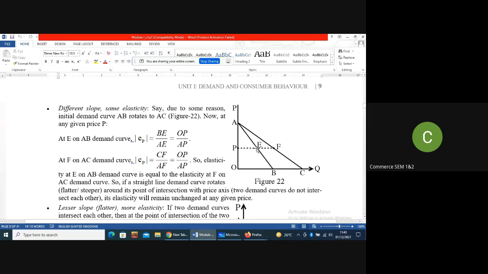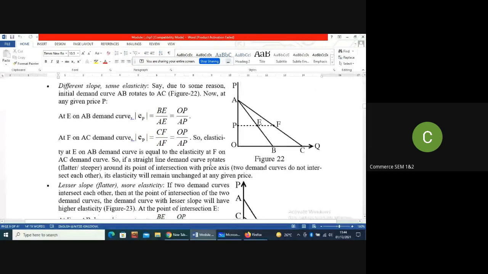So elasticity at this point will be the lower part of the demand curve, which is FB, divided by the upper part of the demand curve AE. So that will be equal to this distance by this distance, which is OP divided by AP. Similarly, for this point F, the elasticity for the FC demand curve will be OP divided by AP. Fine. So elasticity at point E on the AB demand curve is exactly equal to the elasticity at point F on the AC demand curve.